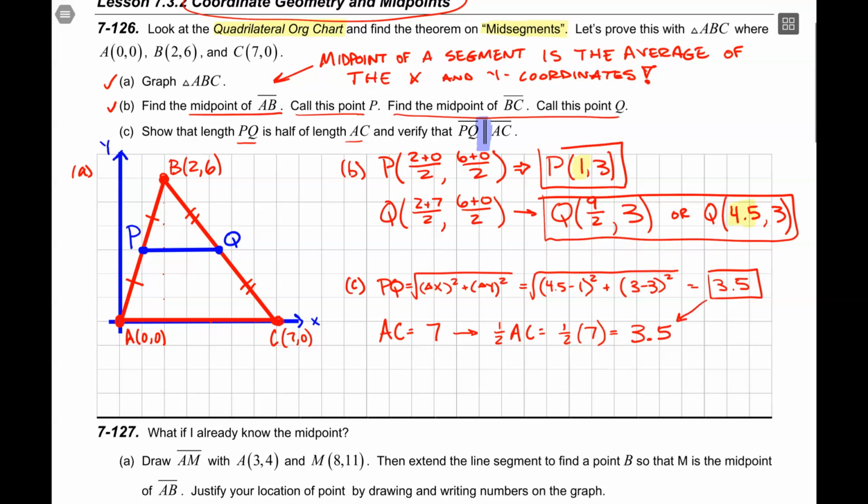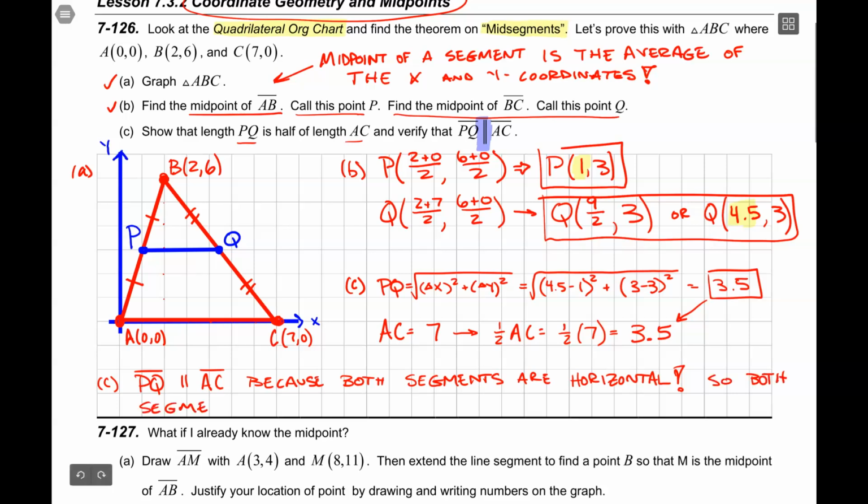The second thing we're asked to do is show that PQ is parallel to AC. Let me finish that over here. Well, let's see. Segment PQ is parallel to segment AC. Folks, both segments are horizontal. We know for segments to be parallel, they have to have the same slope. Because both segments are horizontal, they both have a slope of m equals 0. Horizontal segments have a slope of 0. Okay, that's it for problem 7-126.